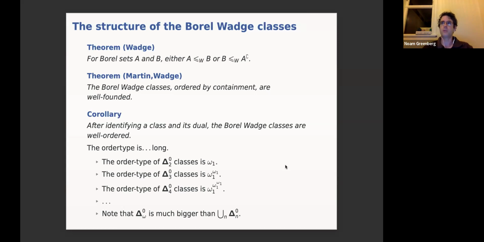The order type, if you go for all Borel, corresponds to base omega 1 Veblen functions. But we can see how it goes for the very first levels. For delta 2, there's omega 1 many classes, basically following the Hausdorff difference hierarchy. For delta 3, each level of the Hausdorff difference hierarchy is split into omega 1 many classes. And you repeat that. So the ordinal corresponding is the omega 1 power of omega 1 and so on. And this is just the delta 0 n's. And once we get to delta 0 omega, this class is much bigger than even the union of the delta 0 n's. So there's lots and lots of classes.